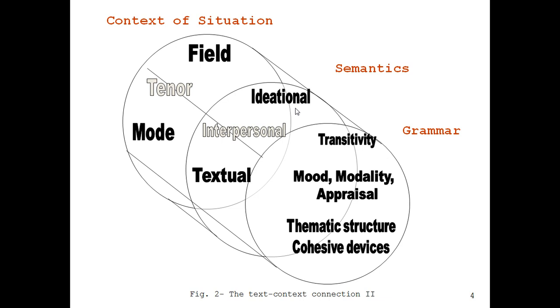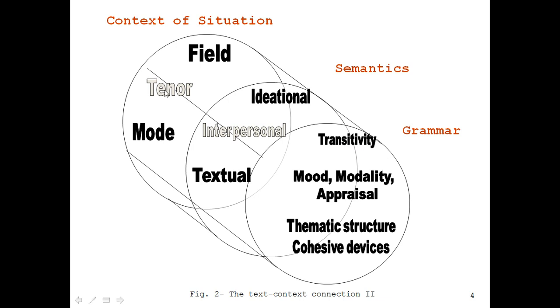So how do we express ideational meaning? We express it with transitivity. Transitivity is exactly what I told you before about field. It's the expression of meaning that's instantiated in participants, processes, and circumstances. We'll see that in detail. Not now, but in following lectures.